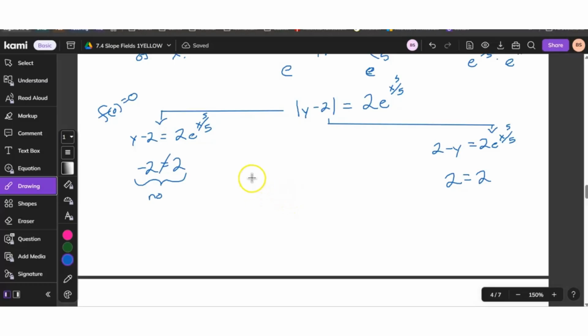All right, so then my answer, now I need to actually solve it, right? So it's 2 minus y equals 2e^(x to the 5th over 5). And remember, we kind of learned that fast trick on how to do this. Hey, do you need someone? Me? Someone else?